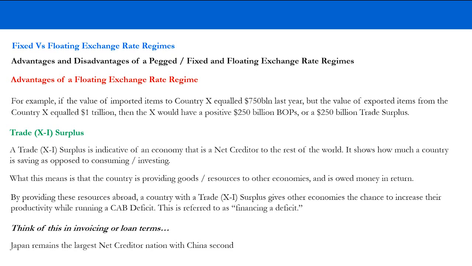What this means is that the country is providing goods, services, and resources to other economies and is owed money in return for those goods, services, or resources. By providing these resources abroad, a country with a trade surplus gives other economies the chance to increase their productivity whilst they are running a current account balance deficit. And that's what's referred to in macroeconomics as a country financing the deficit of another country.